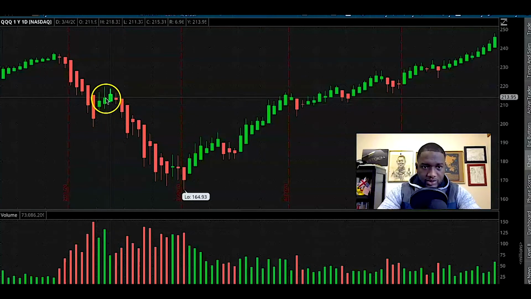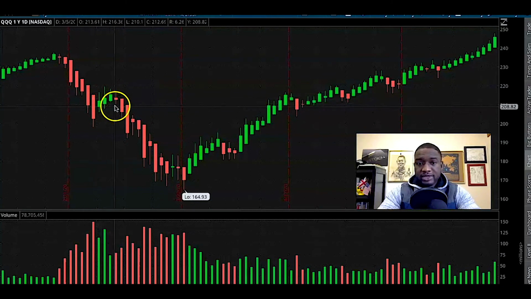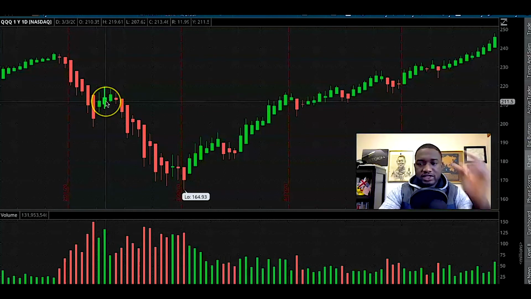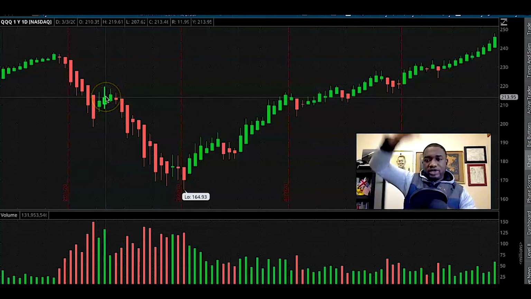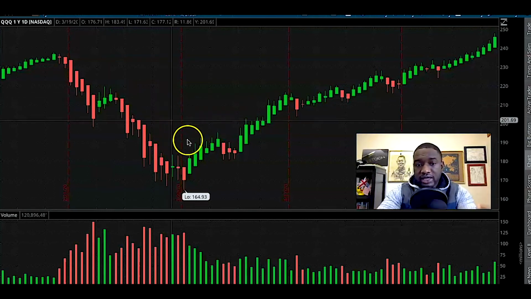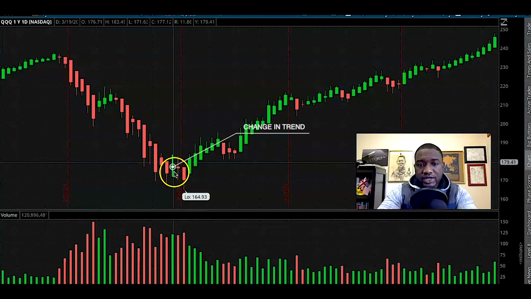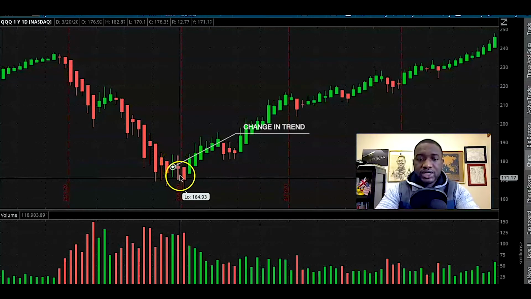Same thing with these ones. Basically, they all mean the same thing as well. And here too. So when you see these candles where the body is really small and the wicks are really huge, it usually means a big change in trend. Like this one here means a change in trend. This one here means a change in trend.